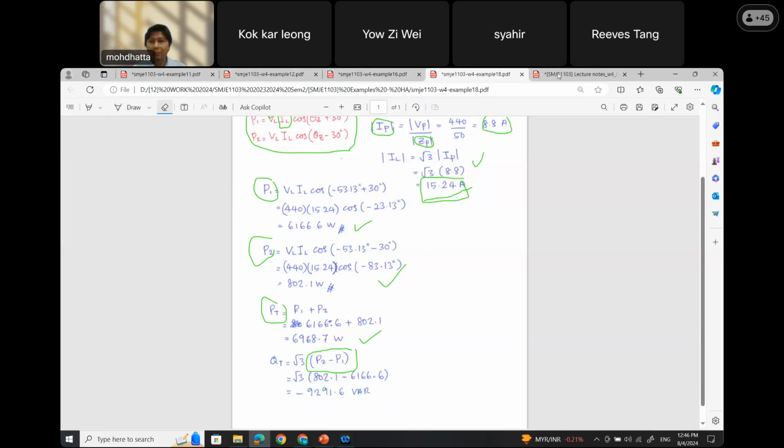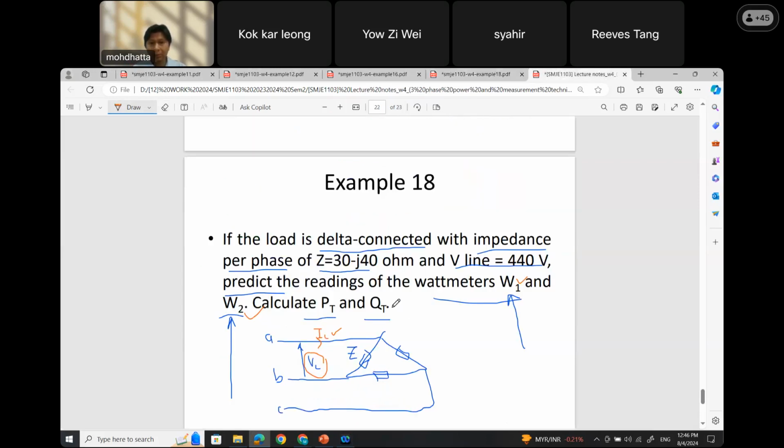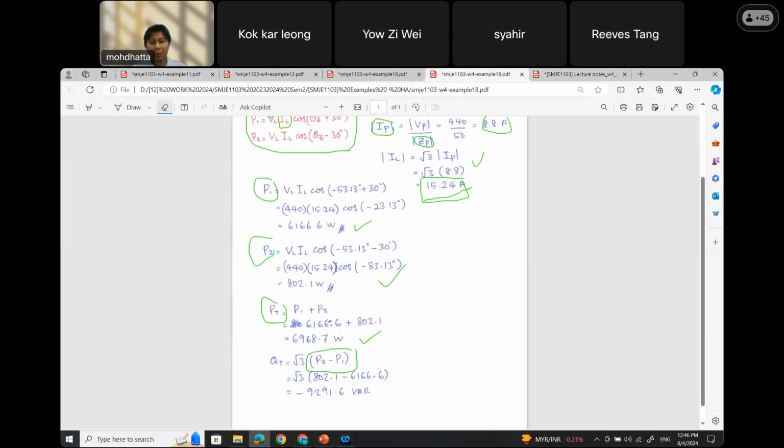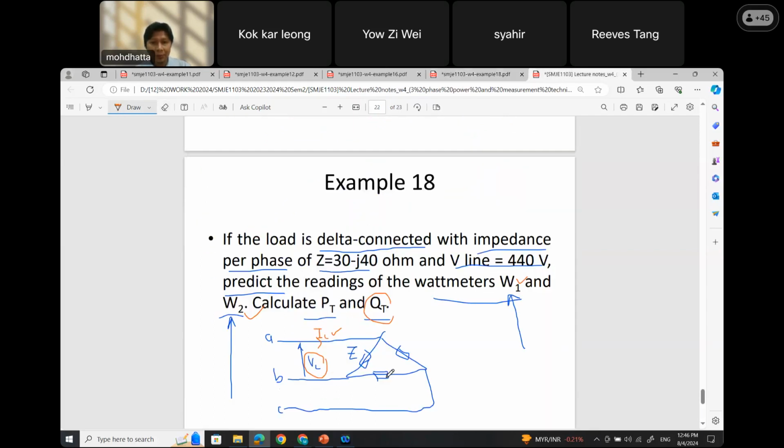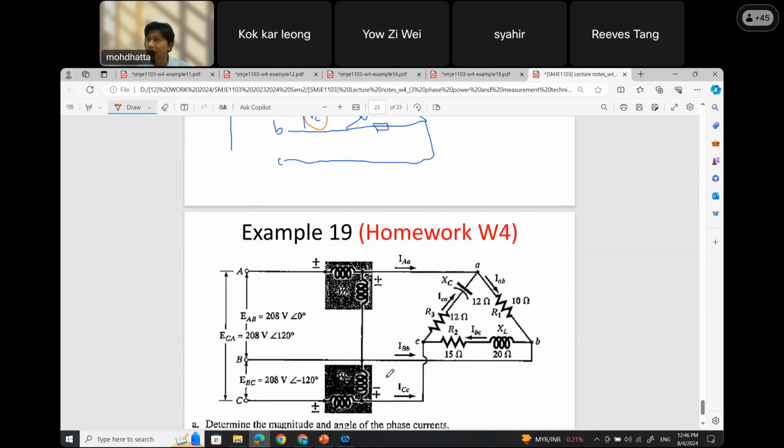But in the question, I just stop at Q total. You don't need to calculate the power factor, but it just came to mind. I just want to test your understanding on this. All right, I think that's all for now and for today.